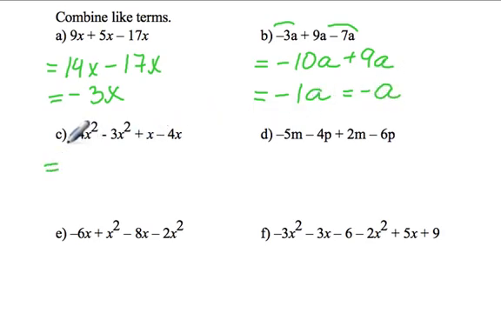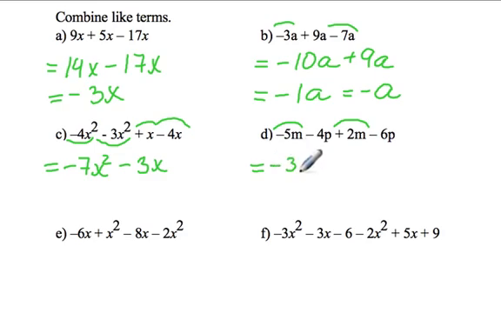Question C. Here we have 4x squared and it has a like term, negative 3x squared. When we combine, that equals negative 7x squared. And then we have positive x and negative 4x. So when we combine, we get negative 3x. For question D, negative 5m has a like term here, 2m, negative 5 and plus 2, so that's negative 3m. And then we have negative 4p and negative 6p. When we combine, we get negative 10p.